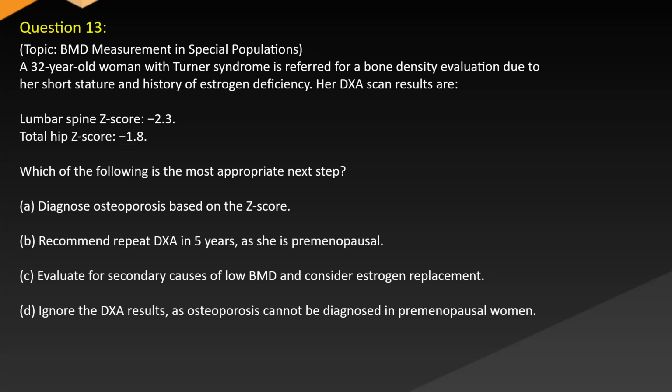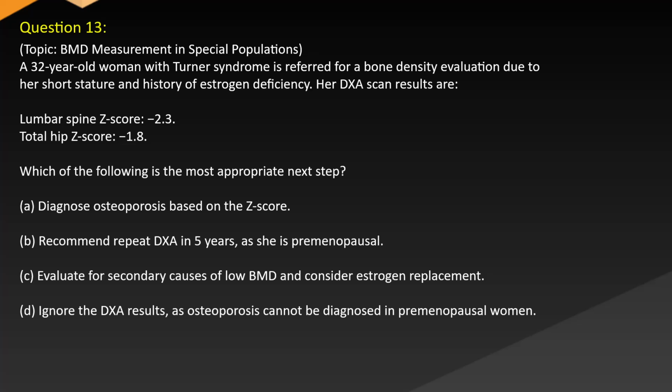A 32-year-old woman with Turner syndrome is referred for a bone density evaluation due to her short stature and history of estrogen deficiency. Her DXA scan results are lumbar spine Z-score negative 2.3, total hip Z-score negative 1.8. Which of the following is the most appropriate next step? A. Diagnose osteoporosis based on the Z-score. B. Recommend repeat DXA in 5 years as she is premenopausal. C. Evaluate for secondary causes of low BMD and consider estrogen replacement.